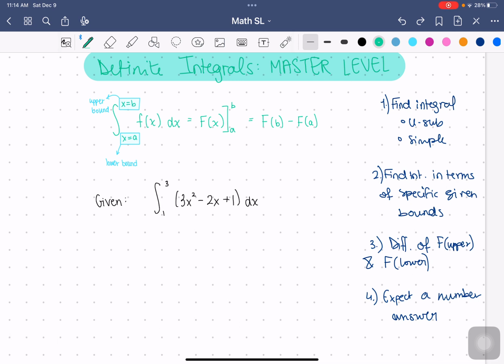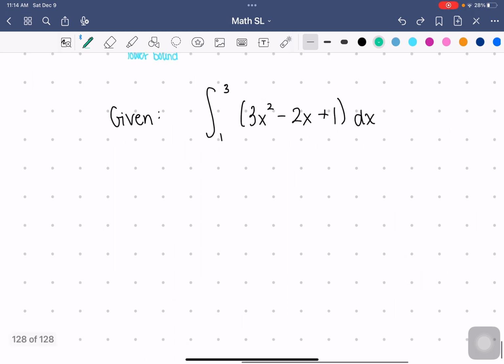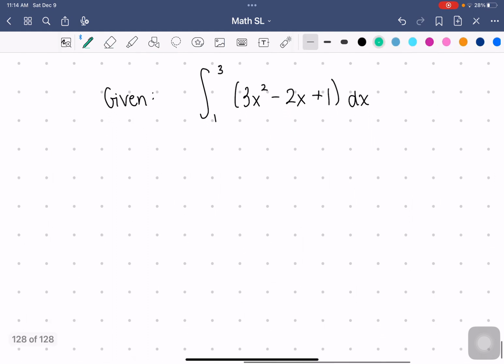All right, so given upper bound is 3, lower bound is 1. Integrate this, and you substitute the numbers in, and do it. Try this on your own. Pause the video, see if you can do it. Okay, so I'm going to do it now.